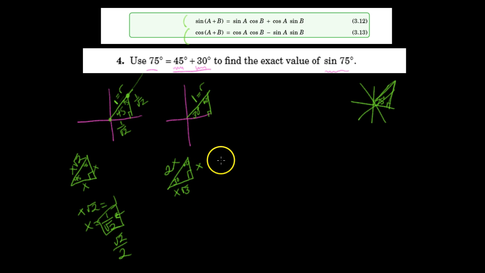So I'm going to let 2x equal 1, then I can solve. That tells me that x is equal to 1 half. So that's this side right here, 1 half. And then this side is 1 half square root 3, or root 3 over 2.